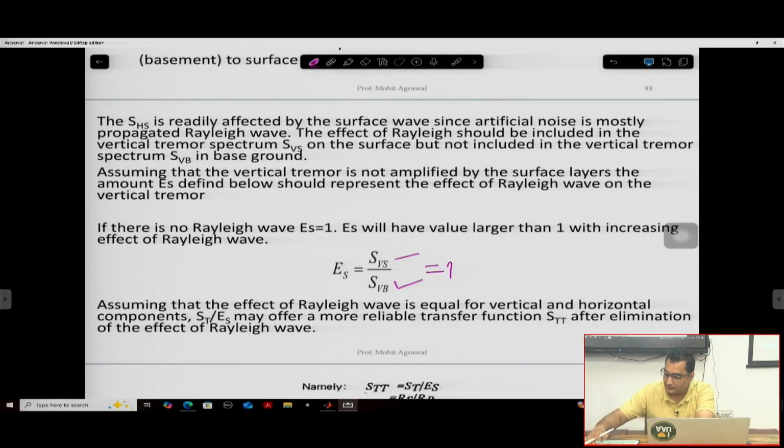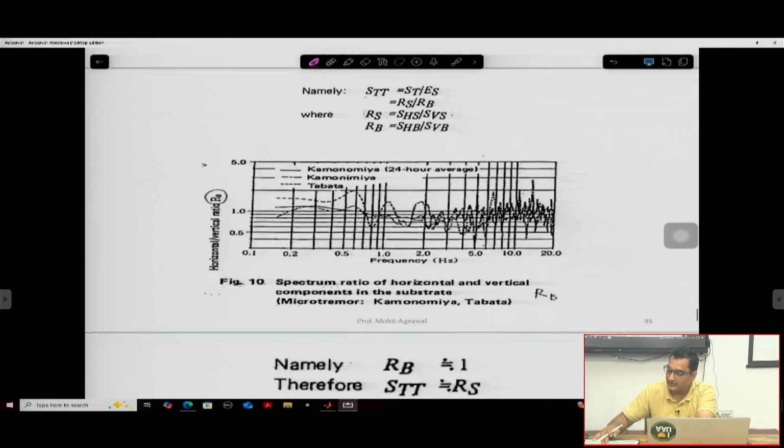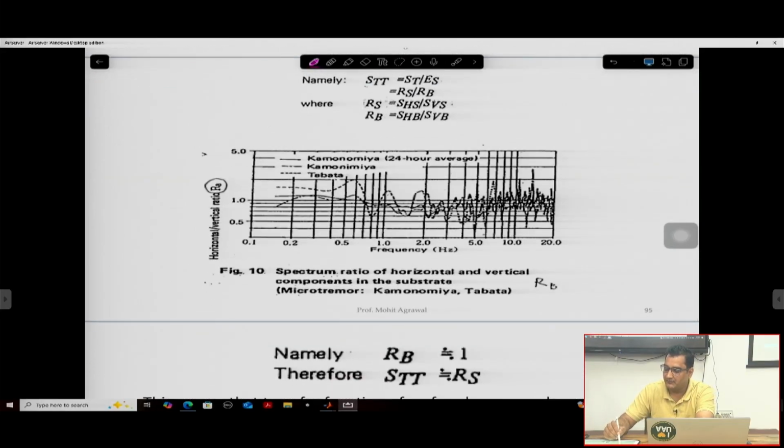Okay, so they have actually shown it with the help of realistic values using the wellbore data. So you can see that this is fluctuating around 1. All these components are basically fluctuating around 1 only. So that is why the transfer function, that they call ST, should be equal to the ratio of the horizontal component amplitude in the frequency domain to the vertical spectrum in the frequency domain, HVSR.